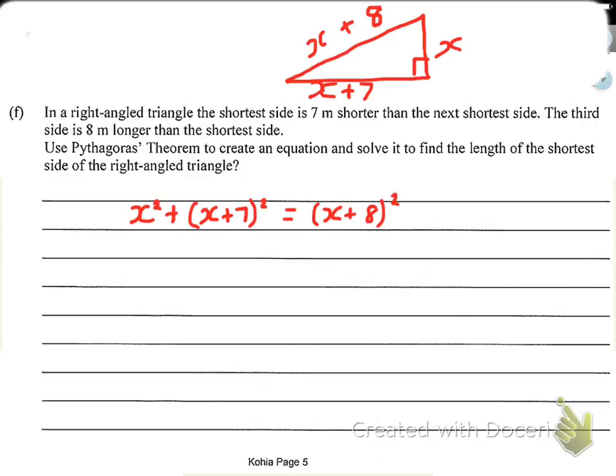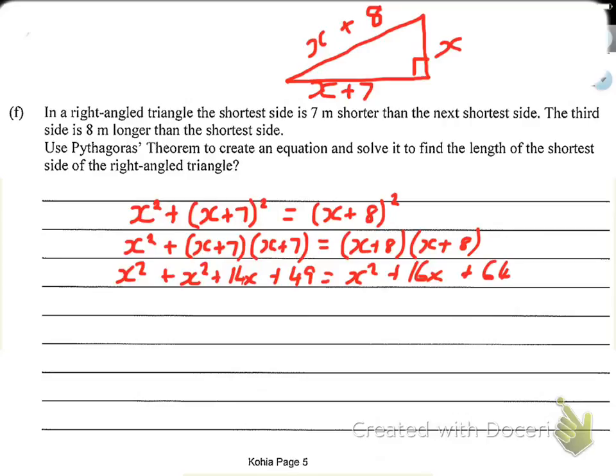Expand your brackets. Use FOIL or the cover-up method. Bring everything over to the left-hand side. Change side, change sign. And there we have a nice equation which will factorize easily. X could equal -3 or +5. Ignore the negative answer. We don't have a negative length, so the answer is 5 units. 5 meters in this case.